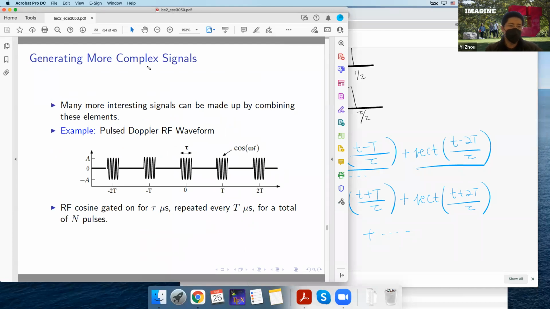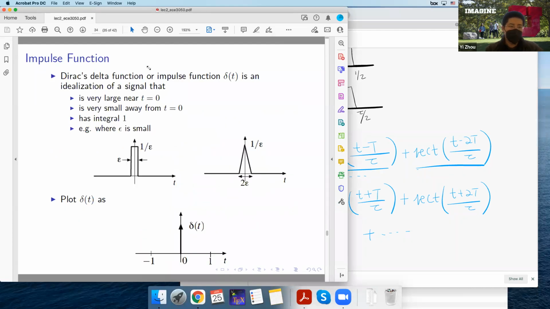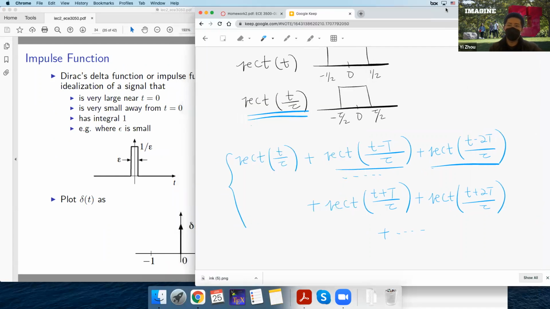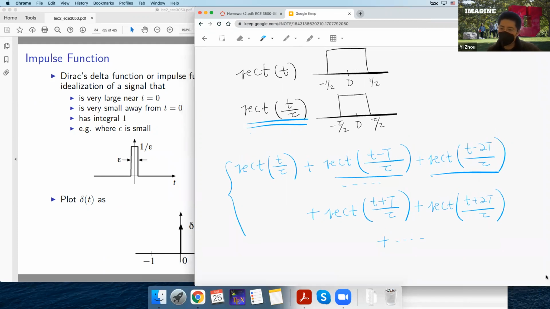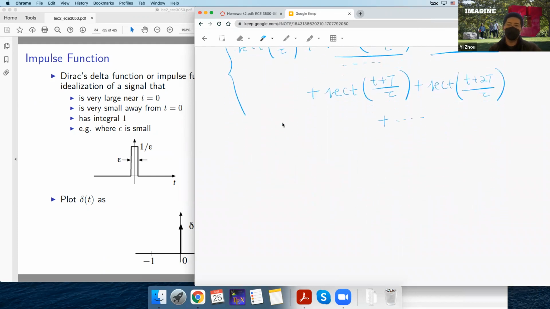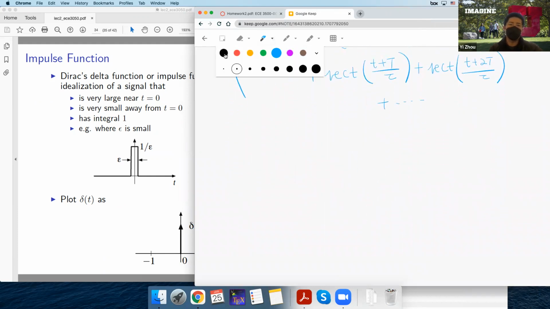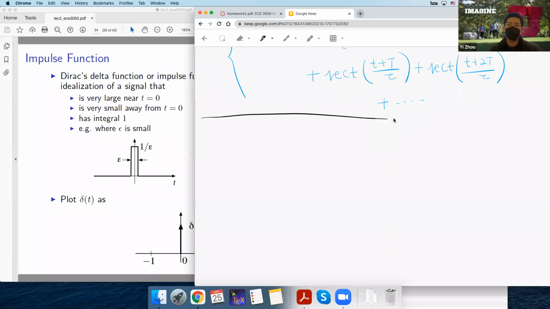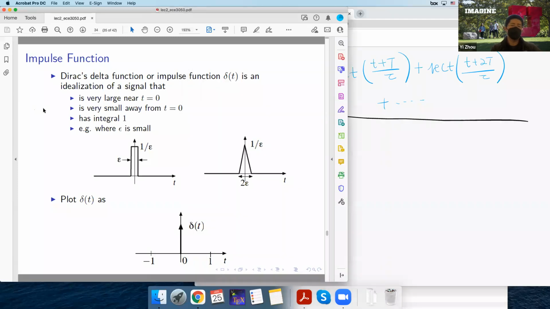So this is this part. And the last function, which is related to most of the homework problems in homework 2, is the impulse function. And this is also probably the most important function that we need in this course. So let's look at this impulse function.